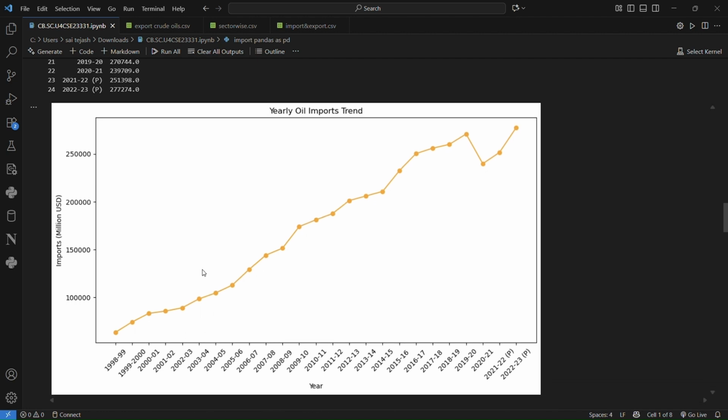Here, as we can see, there is a gradual increase in oil imports over the years, reflecting India's rising energy needs, industrial expansion, and economic growth. And this growth is also linked to increasing demand for oil in various sectors such as transportation and manufacturing.